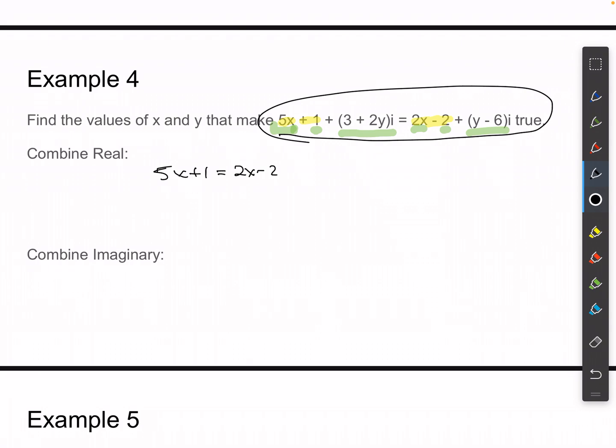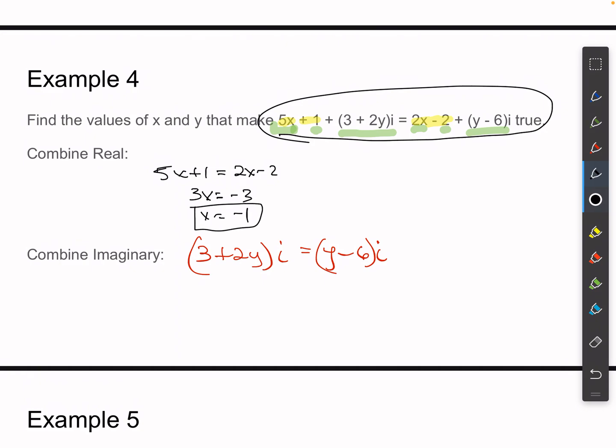Then I'm going to take my imaginary parts. 3 plus 2y times i is equal to y minus 6 times i. Okay, so let's solve each one of these separately. If I do that here, I get 3x is equal to negative 3, x is equal to negative 1. That's one answer, that's my x.